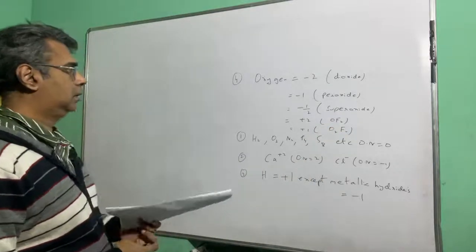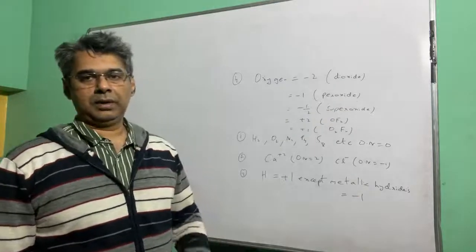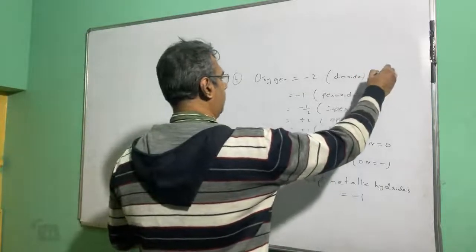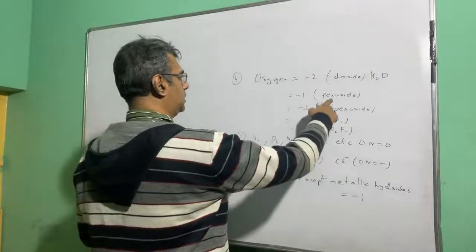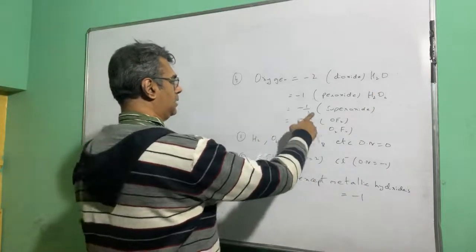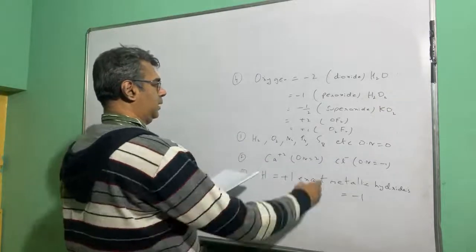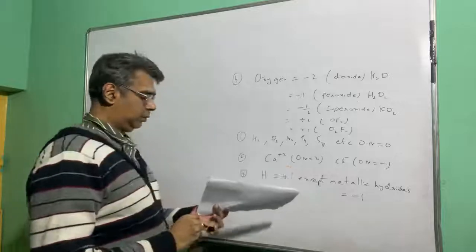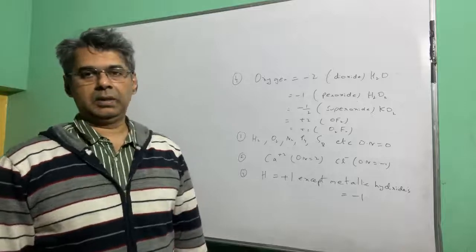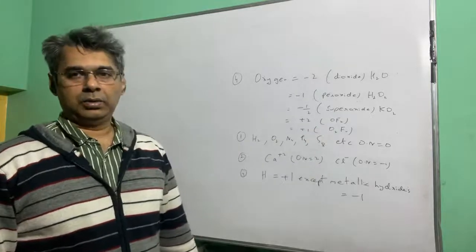Okay, number 4, in the case of oxygen, the oxidation number will be -2 if you are talking about an oxide, the standard oxide like H2O. Then it will be -1 in the case of peroxide, like H2O2. Then it is -1/2 in the case of superoxide like KO2. Then in OF2 it is +2 and in O2F2 it is +1. So for oxygen, these are the oxidation numbers in its various forms: oxide, peroxide, superoxide, OF2 and O2F2.